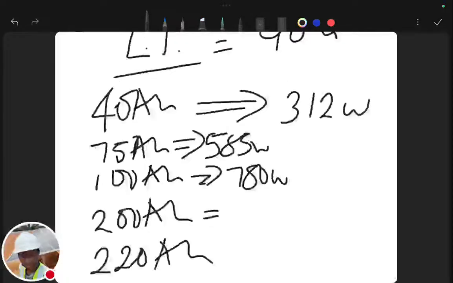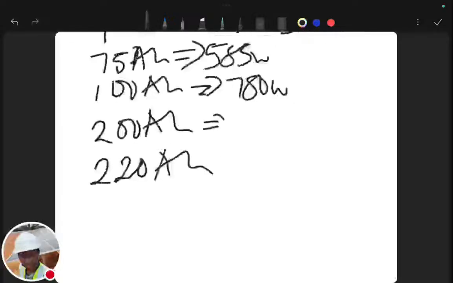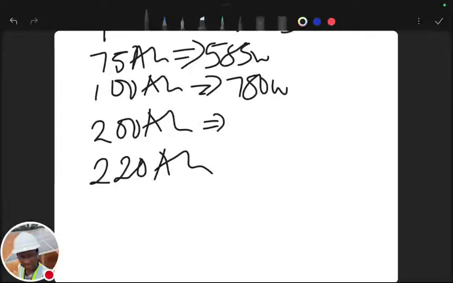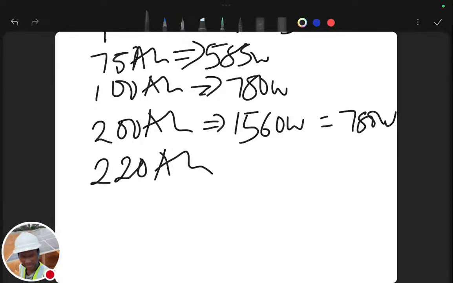So let's try 200 Ah. 200 times 12 times 0.65 is going to give us 1560 watts. 50% of that is going to give us what? 780 watts, which is more than 500 watts. So we have a winner. We can use a 200 Ah battery, just one 200 Ah battery for this.